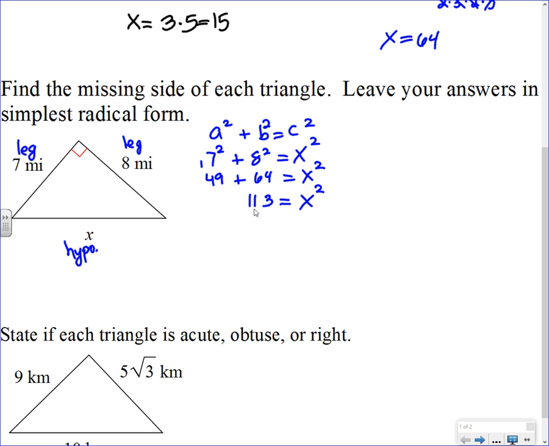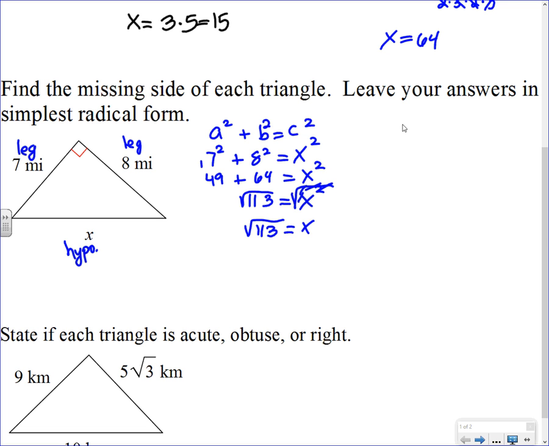Now remember, they asked me to find the x, not to find the x squared, so I need to get rid of the square. The way you do it is you do the opposite. The opposite of square is square root, and what you do to one side, you do to the other side. These are opposites, they're going to cancel. So x is equal to, in simplest radical form, I think 113 is prime, so the answer will be square root of 113.